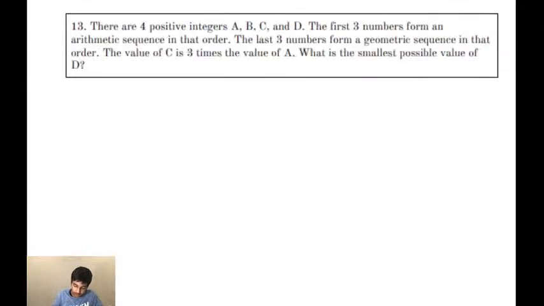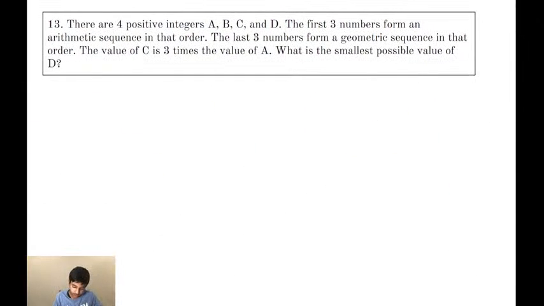Now let's take a look at the next problem, number 13. There are 4 positive integers, a, b, c, and d. The first 3 numbers form an arithmetic sequence. The last 3 numbers form a geometric sequence, and the value of c is 3 times the value of a. Okay, so we want to find the smallest possible value of d. So the first 3 are arithmetic, the last 3 are geometric, and c is 3 times a.